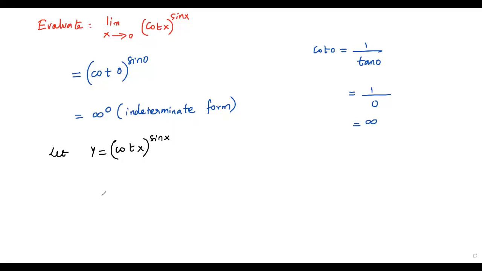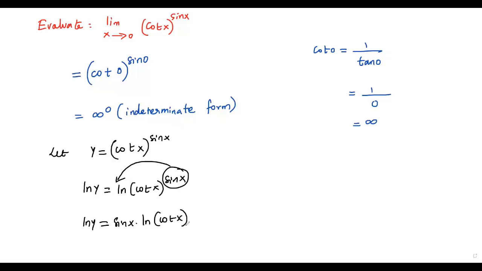Now I'm going to take the natural logarithm on both sides. Then I'll be getting ln y equals ln of cotangent x to the power of sine x. The next step, if I use the power rule of logarithm, I can move this exponent in front of the logarithm. Then it will become sine x times ln of cotangent x.